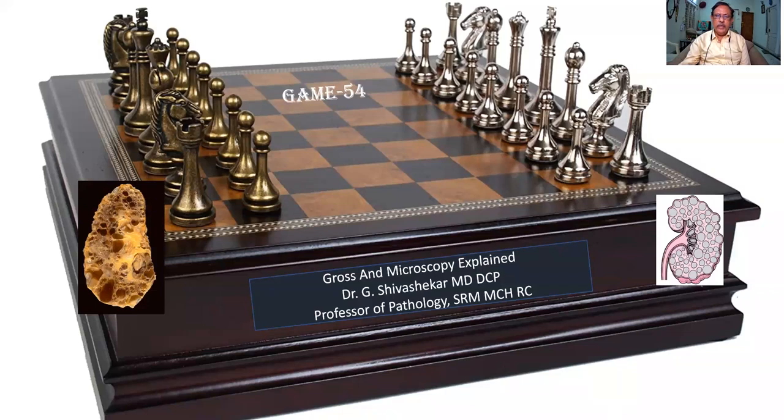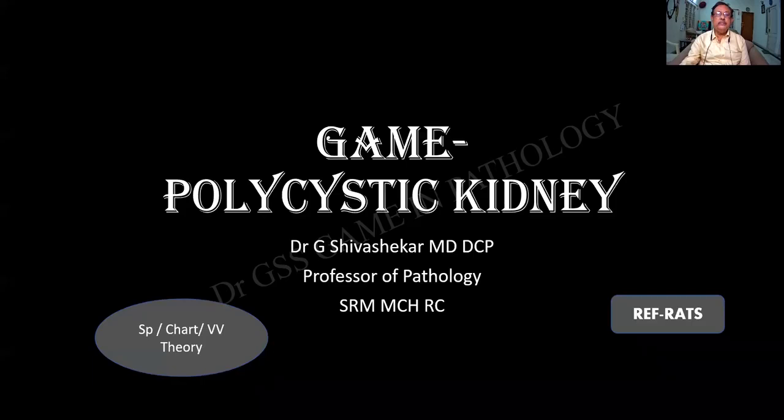I hope you are able to identify the diagnosis. It is polycystic kidney. It can be given to us as a specimen for description, a chart, or kept in the viva for questions, and it is definitely a frequently asked theory question. As I always tell you, kindly interlink GAME and RATS. Please go to RATS for the theory part of it.